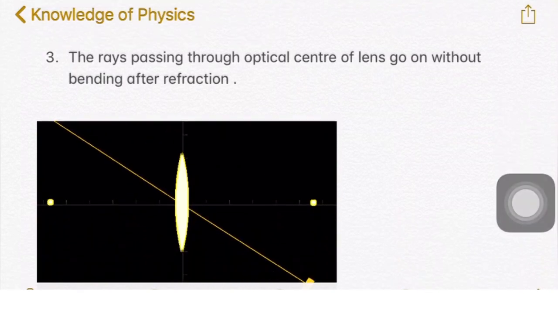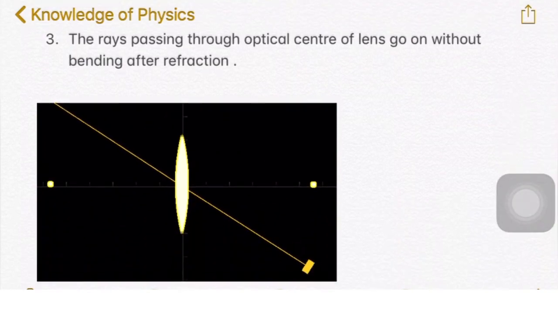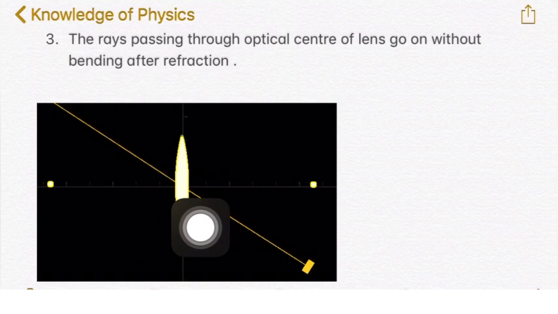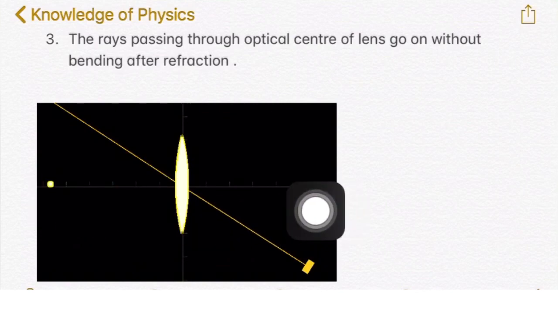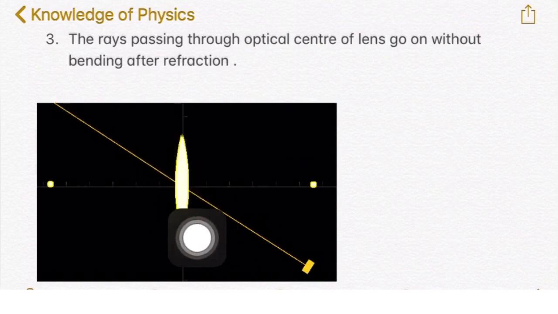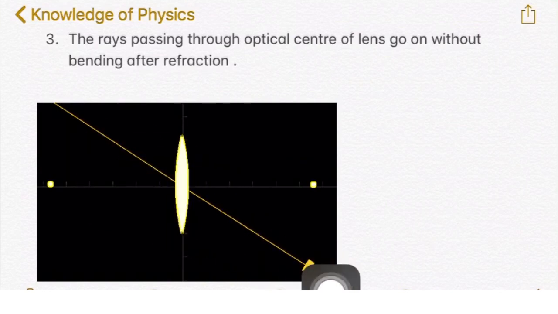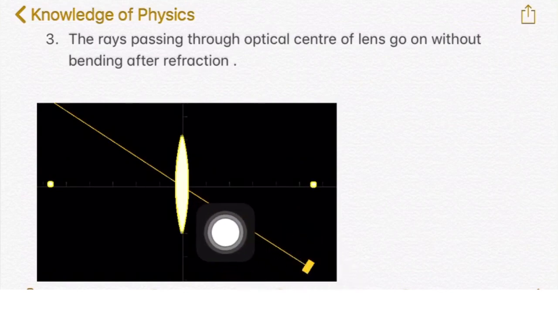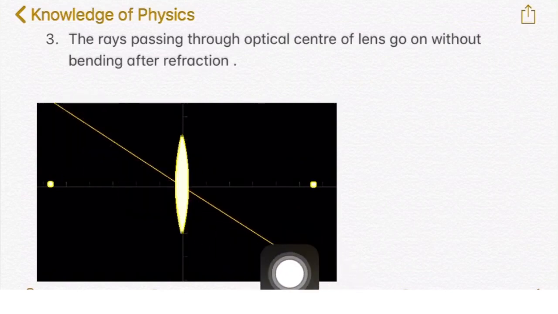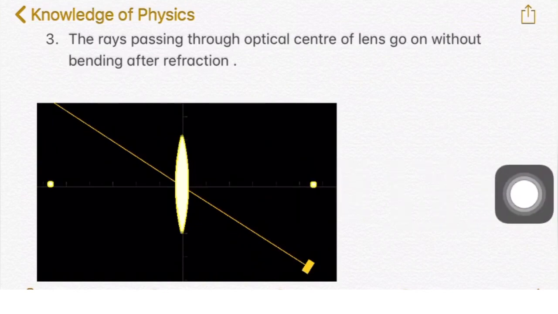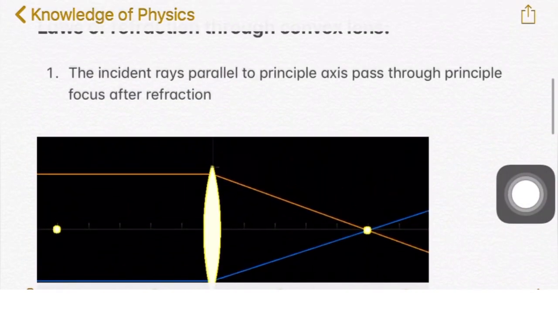And rule number 3 is that rays passing through the optical center of the lens go on without bending after refraction. You can see this is the lens, and the middle point of this lens is called the optical center. Actually, the optical center is the middle point of the two principal focus points. When a light ray passes through this point, it goes on without bending after refraction. You can see here, this is the source of light, this is the incident ray, and this is the refracted ray, and it goes on straight without bending. So these are the basic laws of refraction for a convex lens.